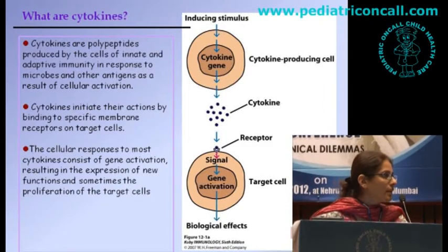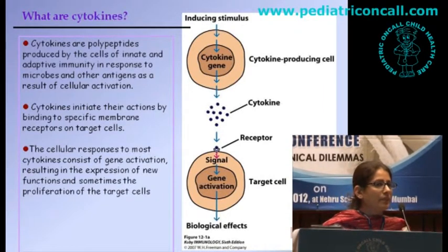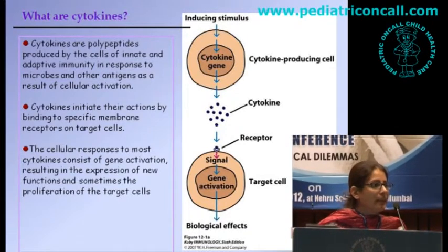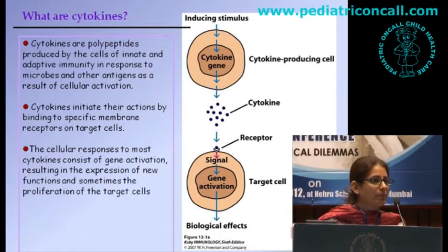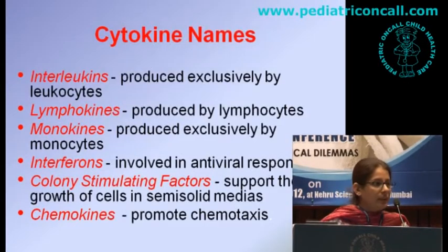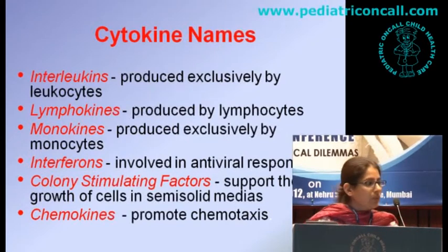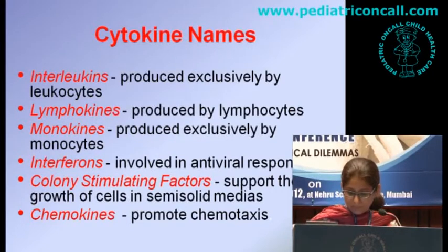So what are cytokines? They are basically polypeptides which are secreted by cells of the innate and the adaptive immune system in response to microbes or antigens, and then they act by their specific membrane target receptors on the target cells, giving new functions or proliferation of the cells. They are named according to their origin of cell as interleukins, which are produced by the leukocytes, lymphokines produced by the lymphocytes, monokines by the monocytes. We have the interferons, the colony stimulating factors, and the chemokines which promote chemotaxis.